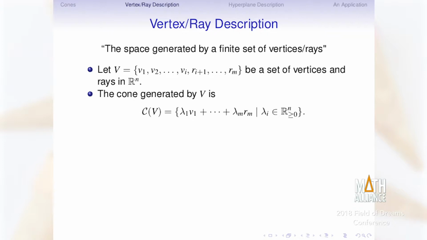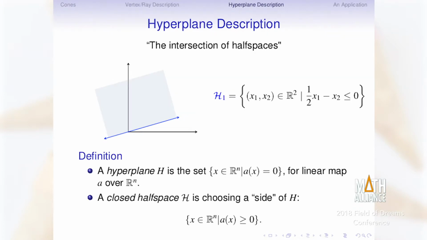Again, there should be some blue shading in between those dotted lines there. Okay, so we have one way that we can generate this cone. Another way to generate these cones is in terms of intersection of half spaces. To get to what a half space is, first let's just define what a hyperplane is.